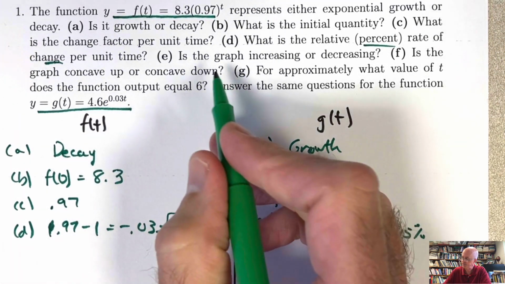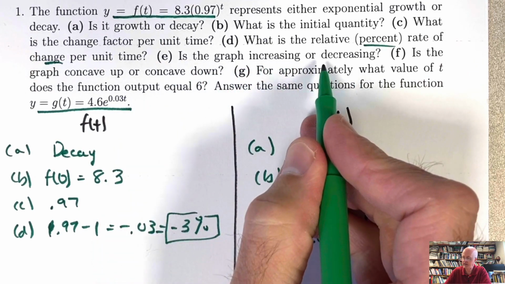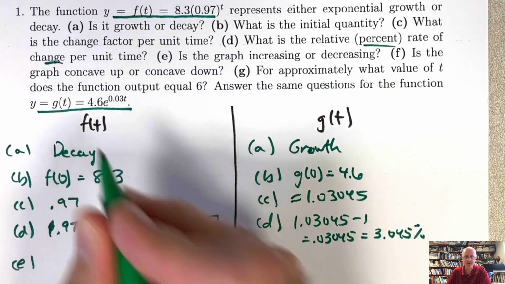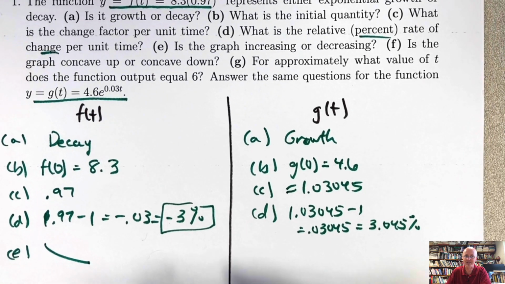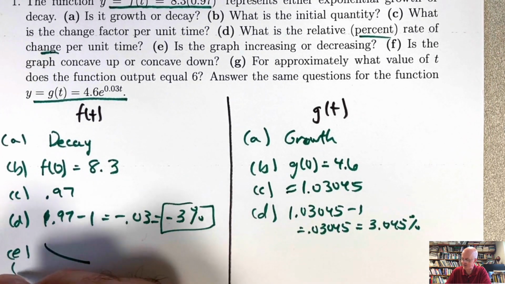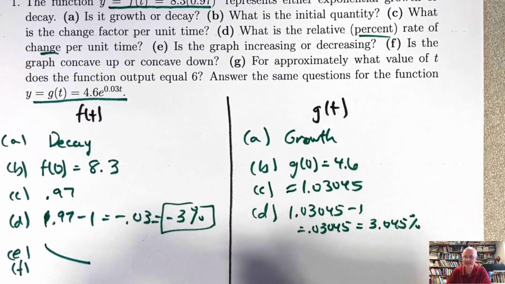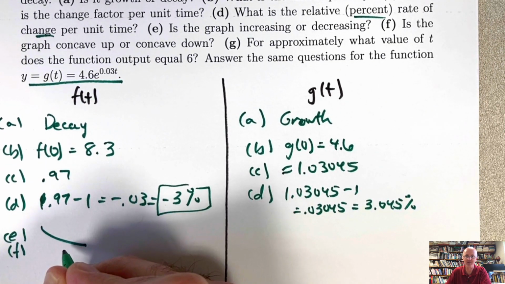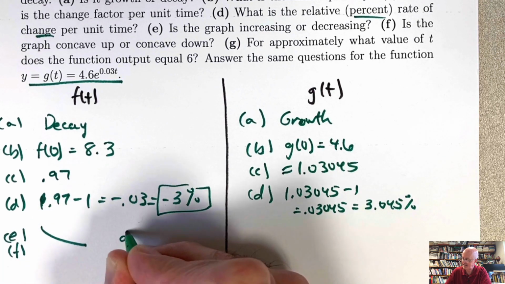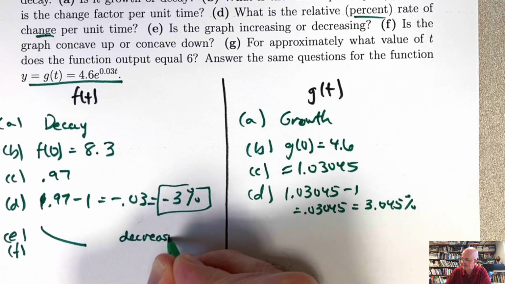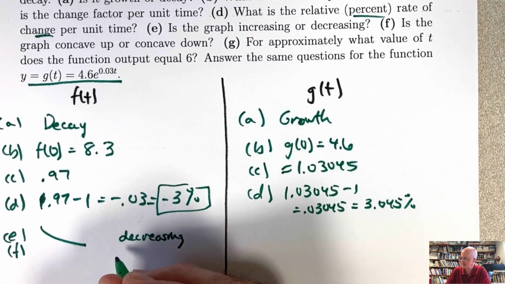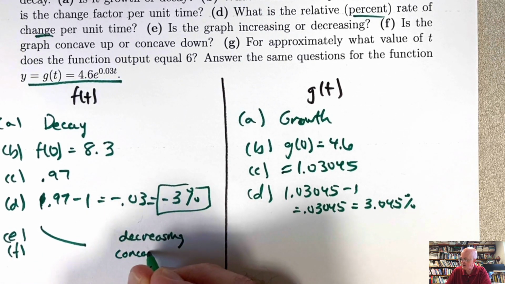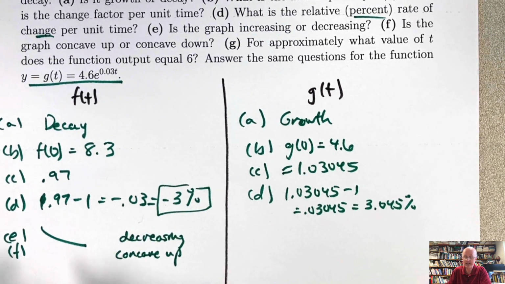On to part E. Is the graph increasing or decreasing? F of t is decay. That's a decreasing graph. The graph looks like that. In fact, I'm going to answer part F as well here. E and F at the same time. That's what the graph looks like for exponential decay. It's decreasing. It's going down as t increases. It is called concave up because it looks like part of a smile, you might say.